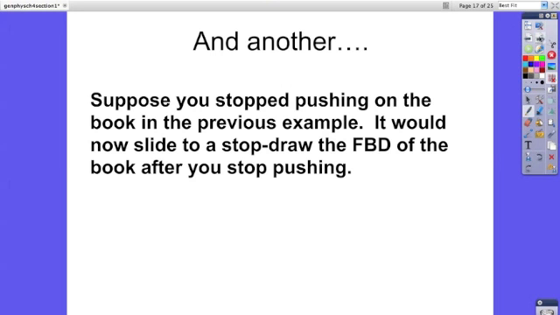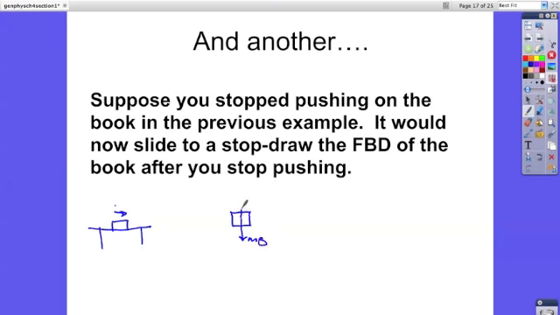Nope, one more. That book in the previous example, the one that had the rightward acceleration, suppose that you stopped pushing it. So the book is sitting on the tabletop, and you're pushing it to the right, making it accelerate. Well, what if you took your hand off the book? It's not going to immediately stop, but it'll stop pretty quickly because of the frictional force. It'll slide to a stop. So let's draw the free body diagram after you stop pushing it while the book is still moving across the table. So here's our box, our book.